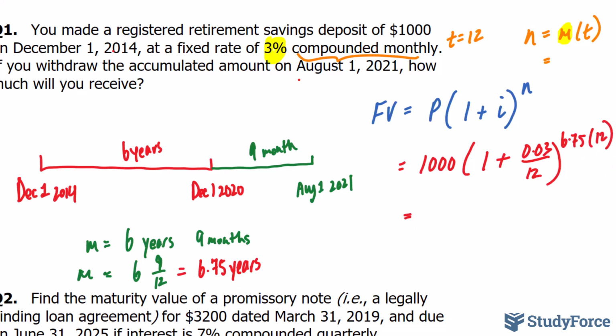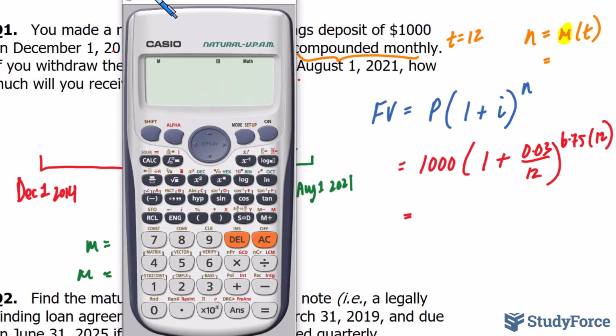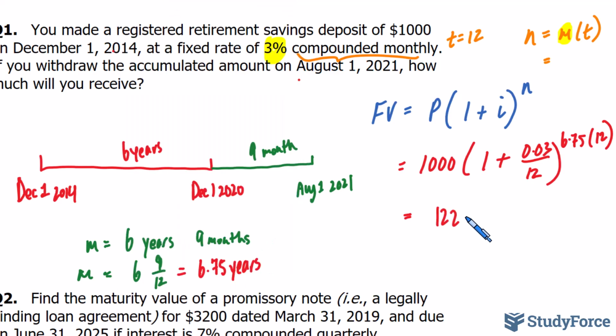Now using our calculator, we'll multiply 1,000 times 1 plus 0.03 divided by 12 raised to the power of 6.75 times 12. And if you're not using a calculator like this one, you may want to put the exponents in parentheses just to prevent any sort of computation errors. We end up getting 1,224, and to 2 decimal places, 15 cents.